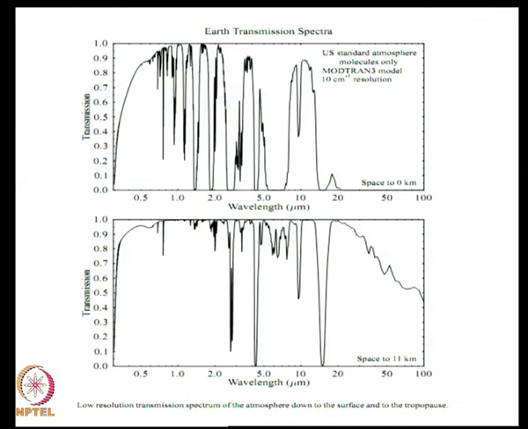Now, here is an example of transmission from surface to 11 kilometers and surface to space. If we take surface to space, then you are taking into account all gases that are there in the Earth's atmosphere, all the way from the ground to maybe 100 kilometers. But if you compare the spectra of the atmosphere layer from surface to the tropopause, we should also look at the corresponding spectra from space, which will be anywhere around 15 kilometers or so.